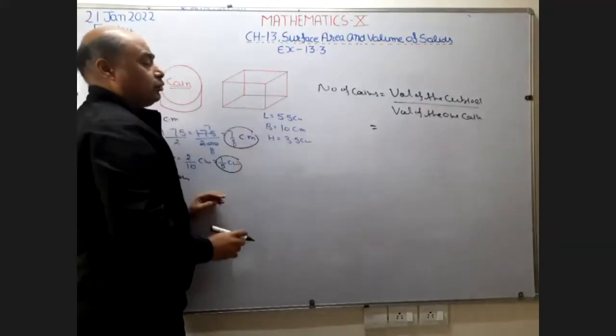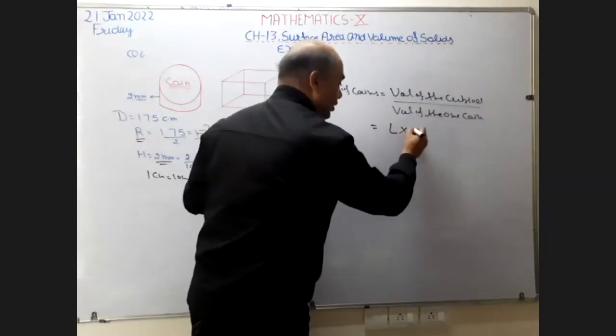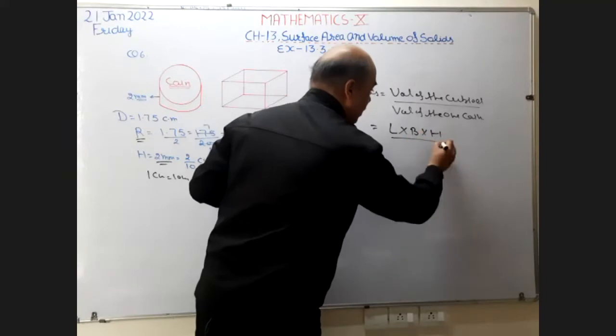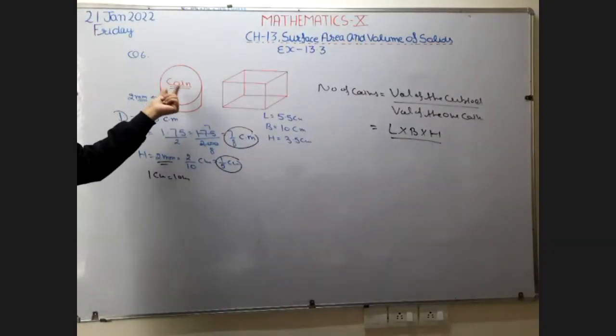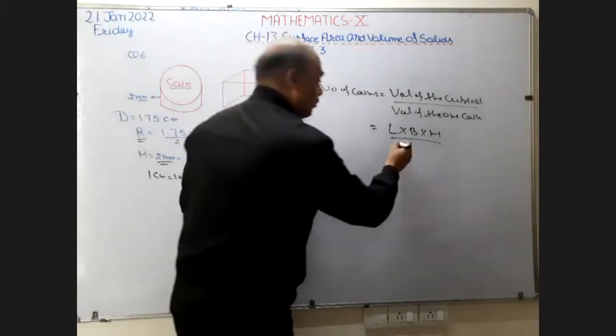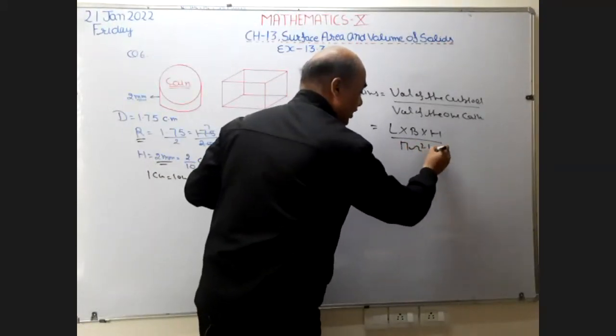Now you know this shape is a cuboid. So how are we going to find the volume of this cuboid? The formula is L into B into H. Now this coin is in the shape of a cylinder. So how are we going to find the volume of the cylinder? The formula is pi r square H. So use the formula pi r square H.